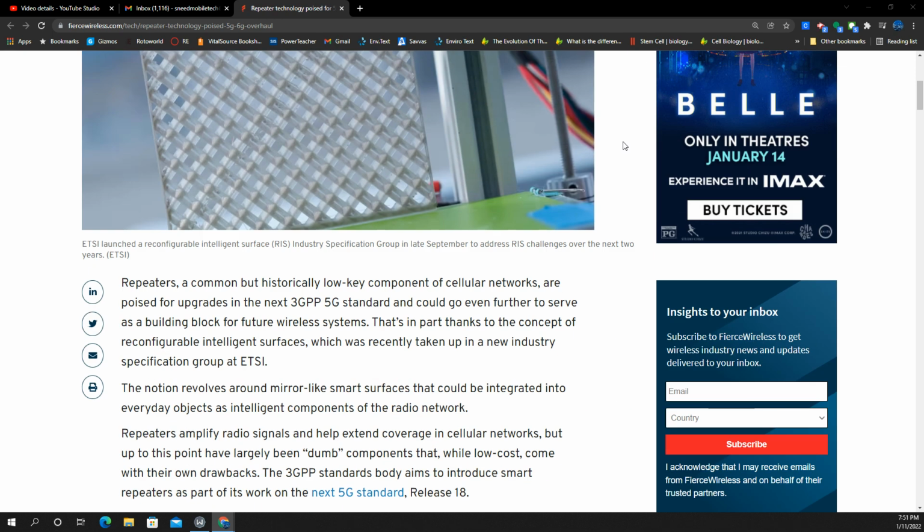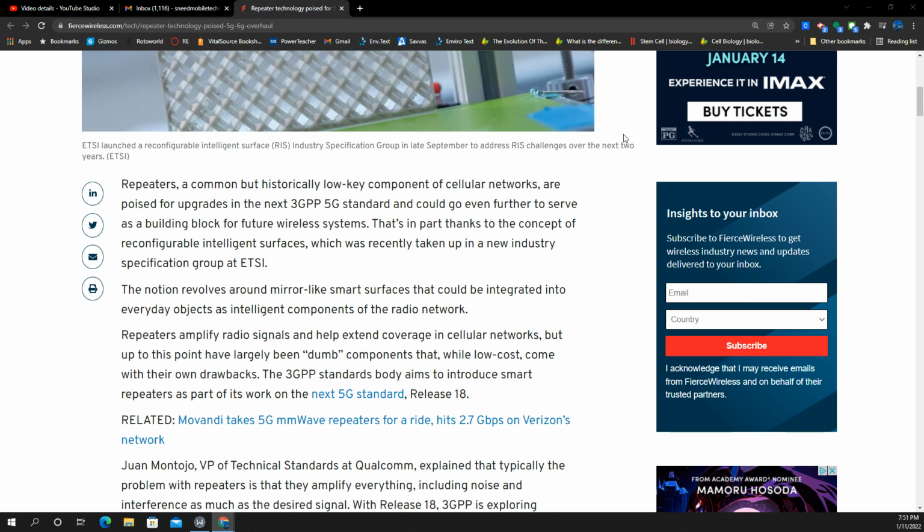Repeaters, commonly known for cellular networking, haven't really necessarily been that great. They do amplify the signal and push wireless signals to help them reach more. But what ends up happening is they amplify these radio signals in all of its good and bad glory. All right, so what we're going to be seeing with the newest 3GPP 5G standards is that these repeaters will actually be selective.